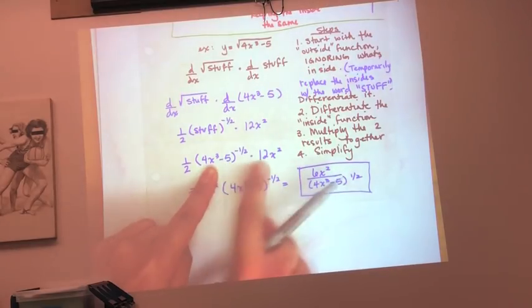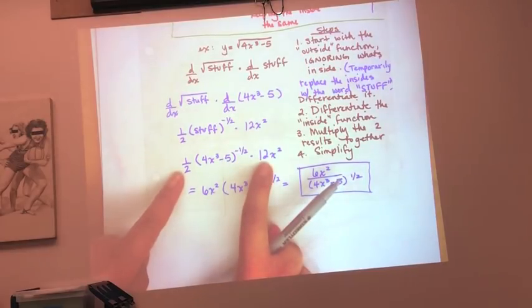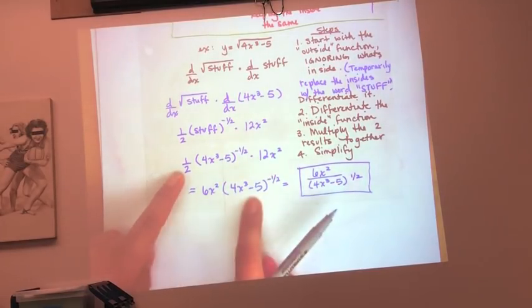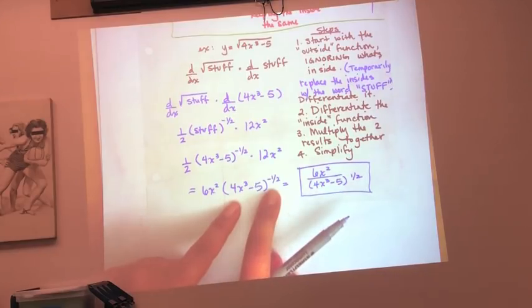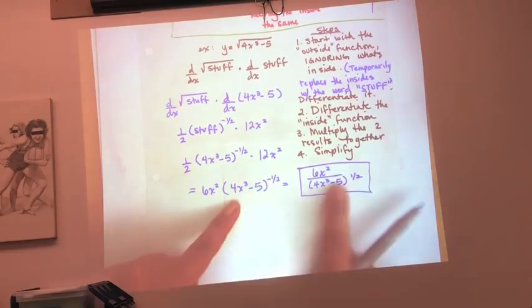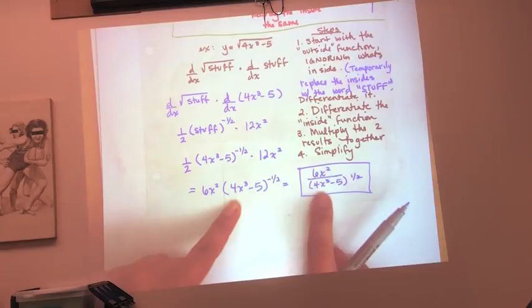And I'm going to simplify both of these. So 1/2 times 12x squared is 6x squared, and that's times 4x cubed minus 5 to the negative 1/2. I don't want any negative exponents, so I'm going to get 6x squared over the square root of 4x cubed minus 5, or 4x cubed minus 5 to the 1/2 power.